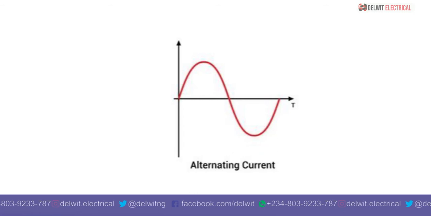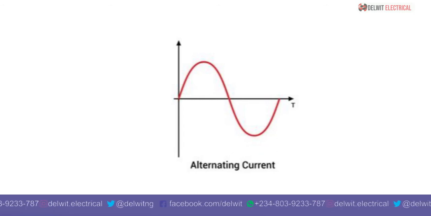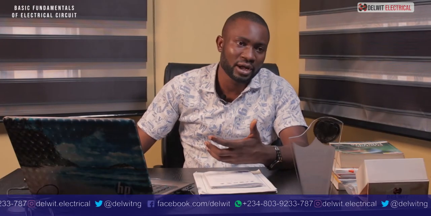On the graph, as you can see on the screen, we have a sinusoidal graph. It's changing. When it's changing, it's called the alternating current, and this is the current that we use to power most of our appliances at home. Your TV, your refrigerators, your ceiling fan, all these make use of alternating current.